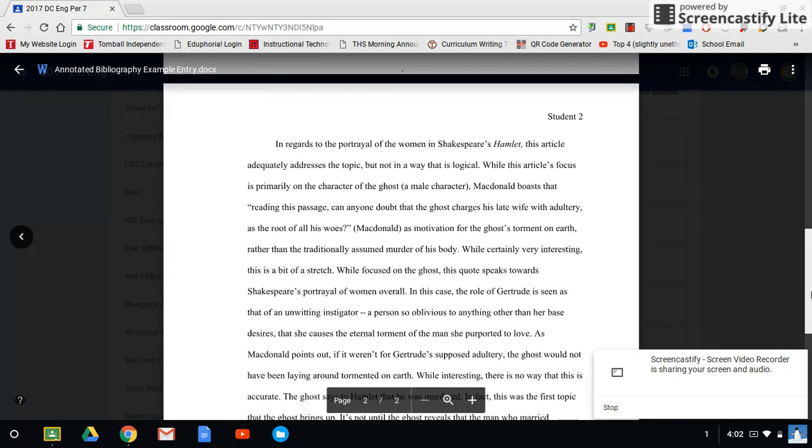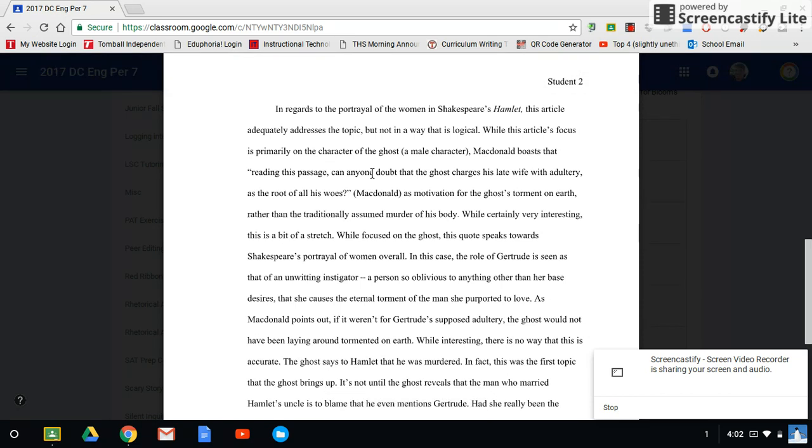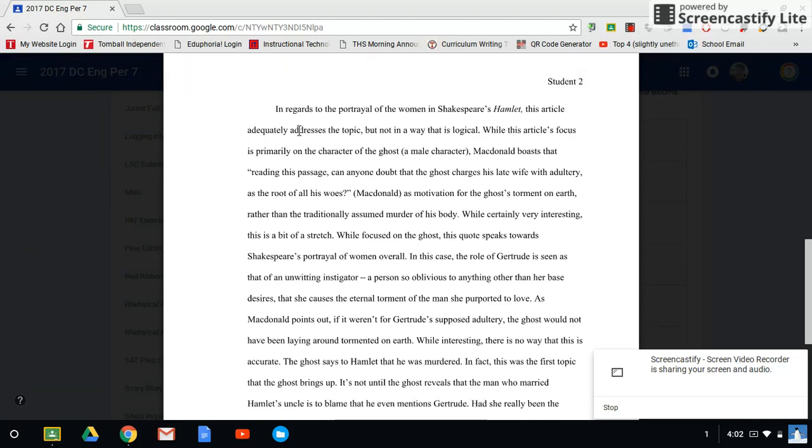Now we get to the meat of the actual assignment, paragraph 3. In this paragraph, you're going to tell me, what are you going to use that article for? Right here, I tell you in my first sentence, in regards to the portrayal of women in Shakespeare's Hamlet. So I tell you in my very first sentence that my topic is the portrayal of women in Shakespeare's Hamlet. So how on earth can I use an article about the ghost to refer to the women in Shakespeare's Hamlet? And I go in and I talk about that.